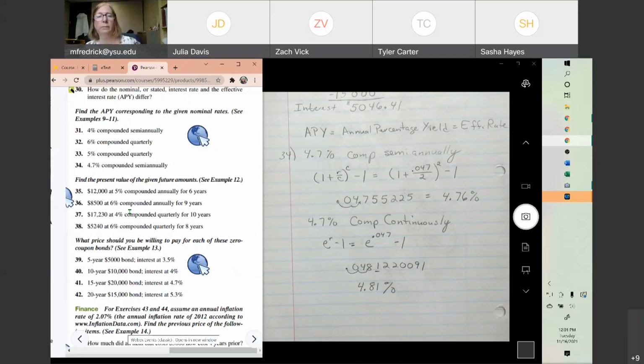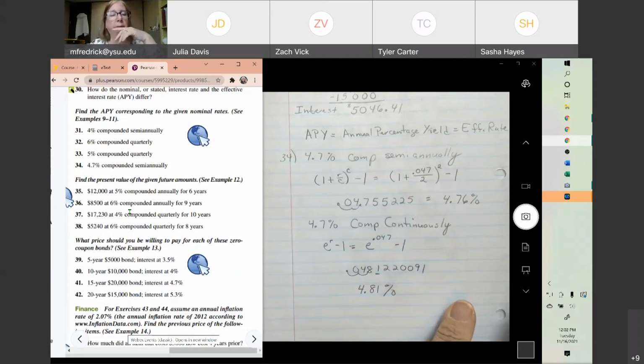Any questions on that one? Is everyone getting the values?